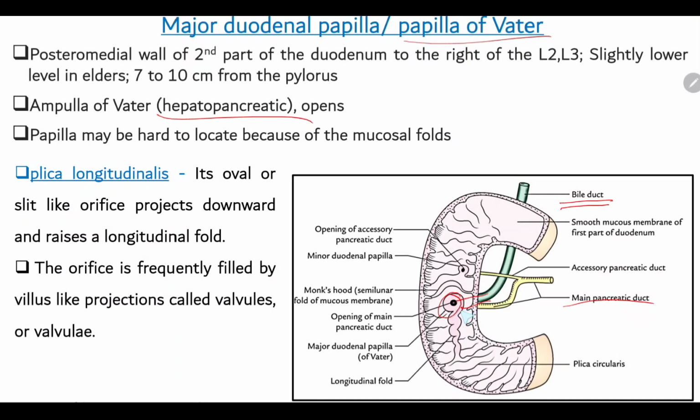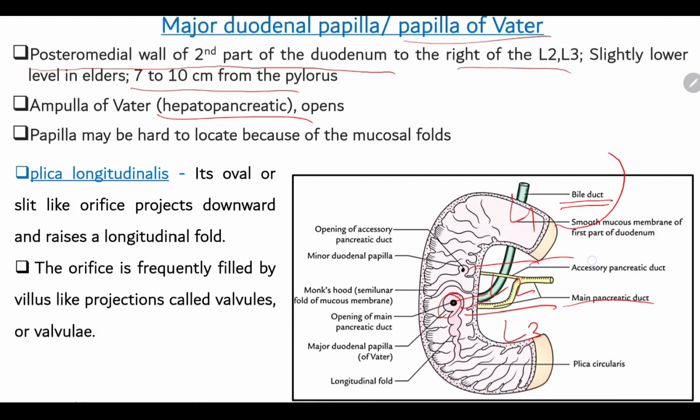The major duodenal papilla is an elevation on the mucosa of the second part of the duodenum, present on the posteromedial wall of the second part of the duodenum, to the right of L2, L3. The duodenum begins at L1. Here we have L2 and here this is L3. At the level in between L2 and L3, on the posteromedial wall of the second part of the duodenum, you can see the major duodenal papilla.